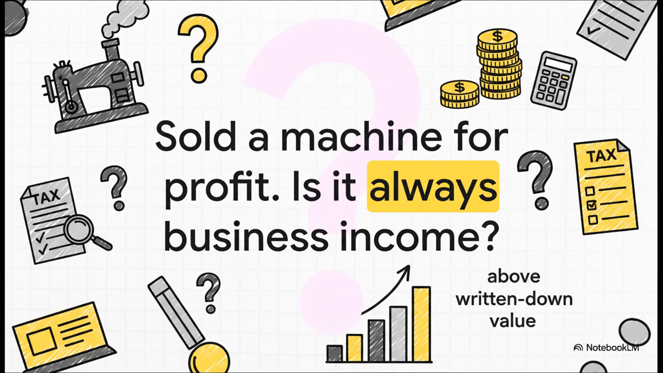So let's start with a situation you've probably seen 100 times. A company sells an old machine, and they actually get a great price for it, way more than its current value on the books. So that profit, is it just straightforward business income? Well, you might think so, but the tax law has a very specific, and I'd say a pretty clever way of looking at it. Let's find out what's really going on.